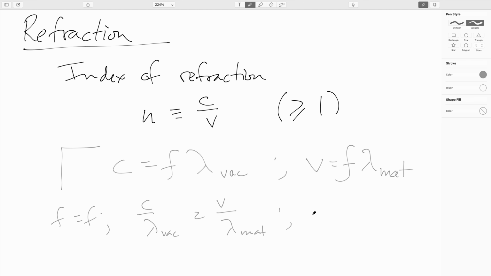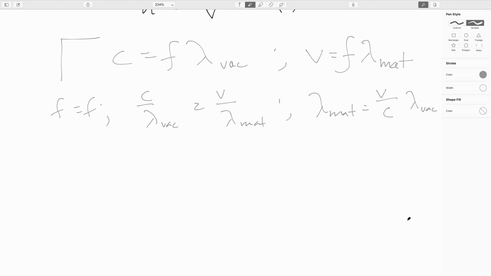Rearranging, this gives us that the wavelength in the material is equal to the speed of light in the material over the speed of light in a vacuum, times the wavelength in a vacuum. But that is 1 over the index of refraction. So this gets used a lot to figure out how wavelengths change as things go into a material. So we can finally write that the wavelength in the material is equal to the wavelength in vacuum over the index of refraction. So that's a useful relation. Now, there are plenty of exceptions here. As a general rule of thumb, the denser some medium is, the higher its index of refraction will be.